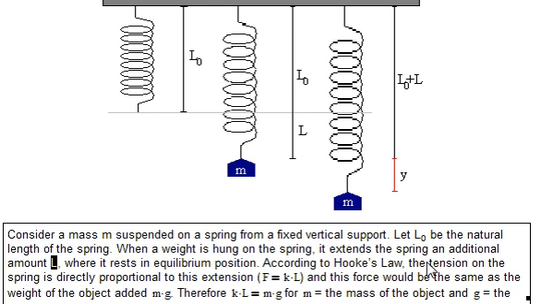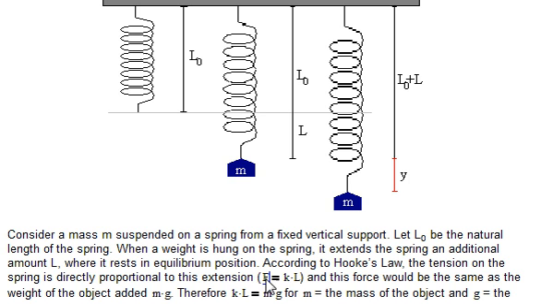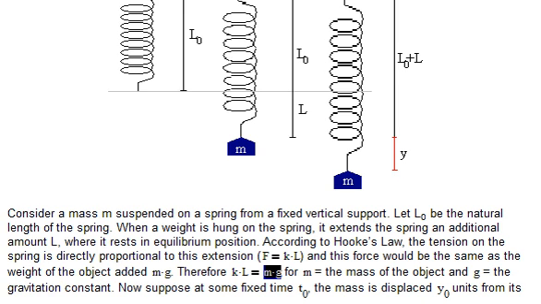According to Hooke's law, the tension on the spring is directly proportional to the length of the extension. So the force is a proportional constant times the length of the extension. And this force would be the same as the weight of the object added, which is its mass times the gravitational constant, whatever that is. Therefore, our KL is mass times gravity, from M, the mass of the object, and G, the gravitational constant.